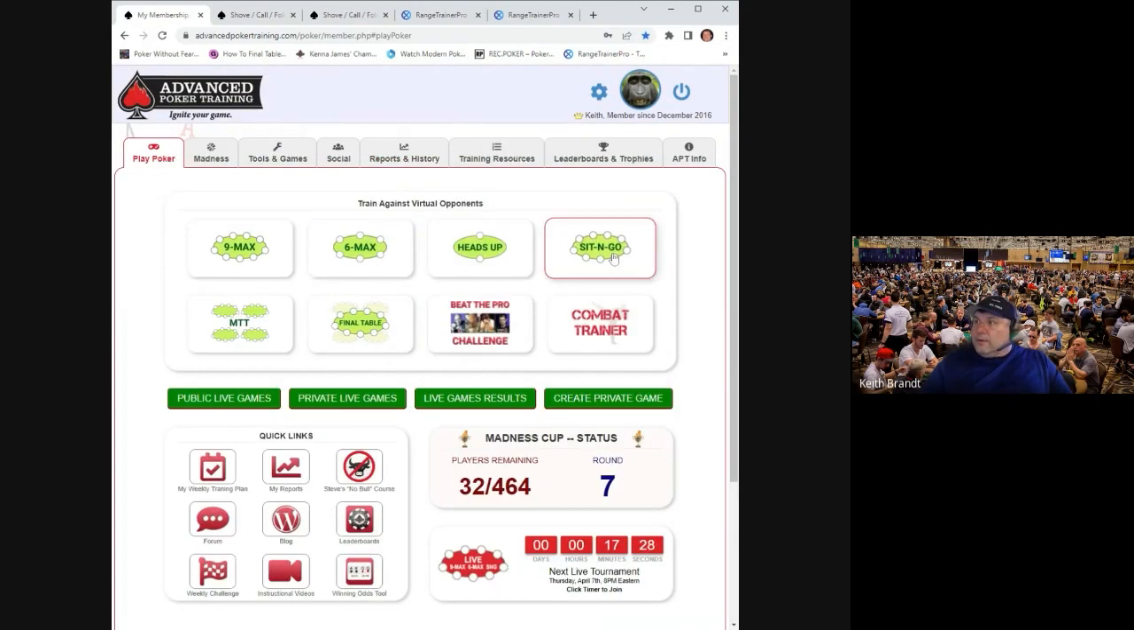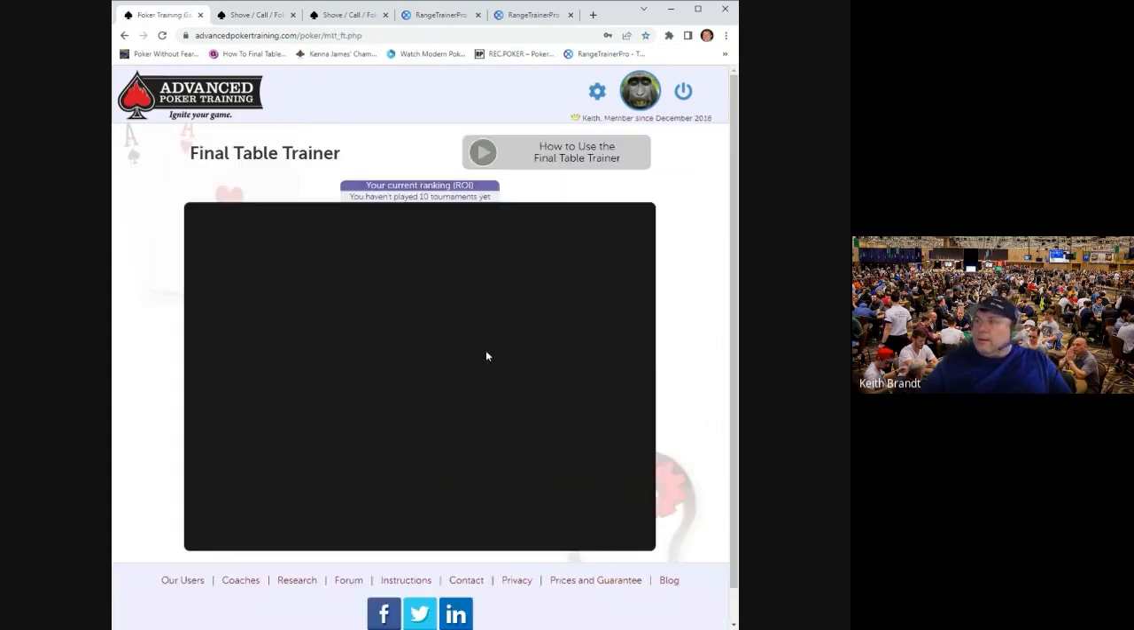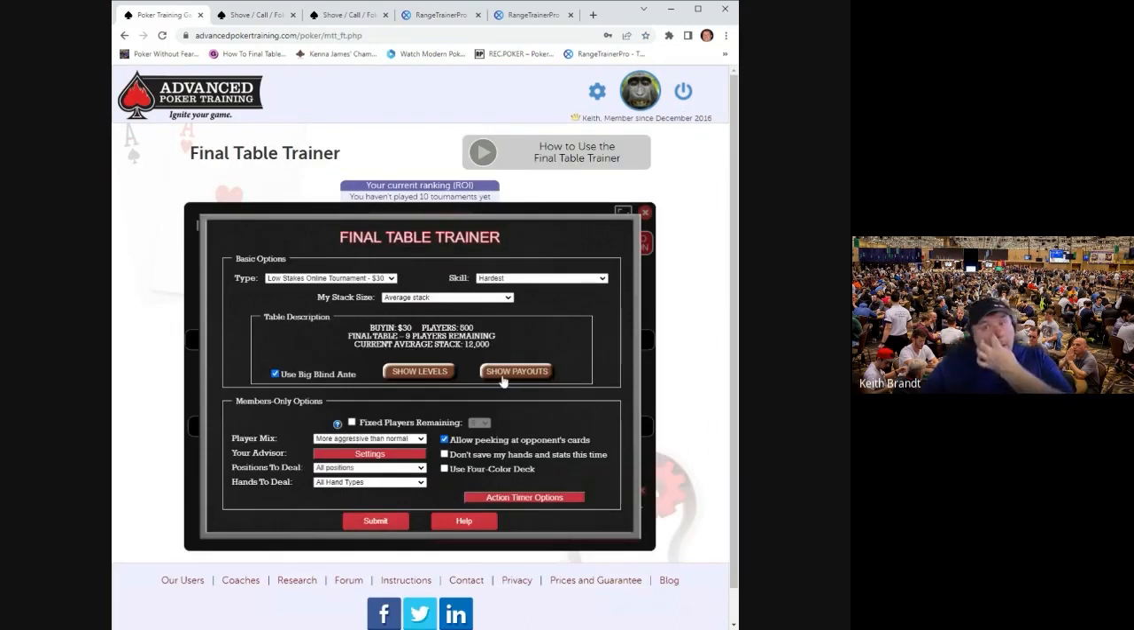You can see the different simulators that they have here, and one of them is a final table simulator. In past months, we've gone with this MTT simulator, and tonight we're going to a final table simulator. It's got a couple of other setups. We can say it's a low stakes online tournament. Why not? I'm just going to go with the hardest skill level because if we can beat the hardest bots here, then we're doing all right. They are not easy to beat.